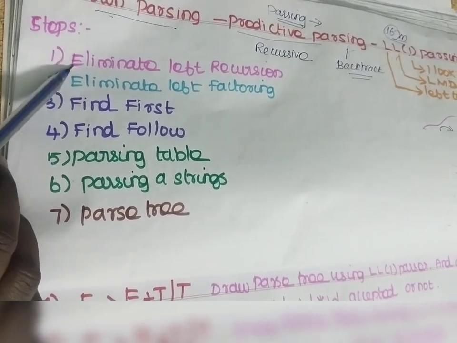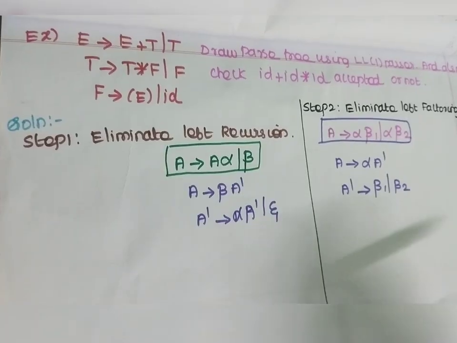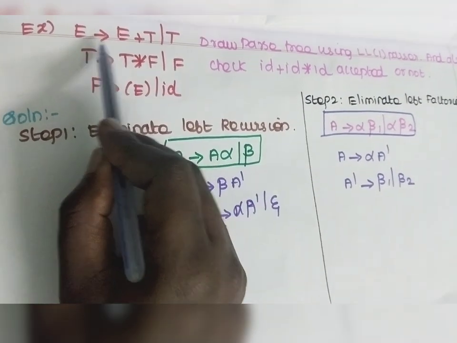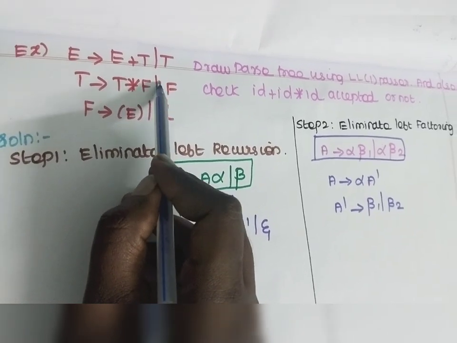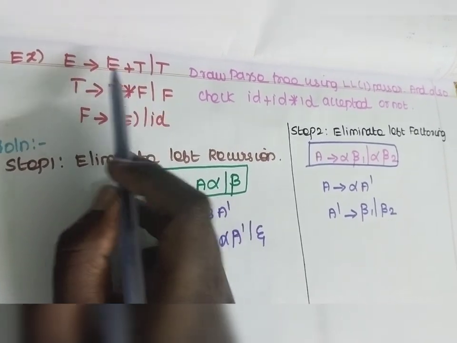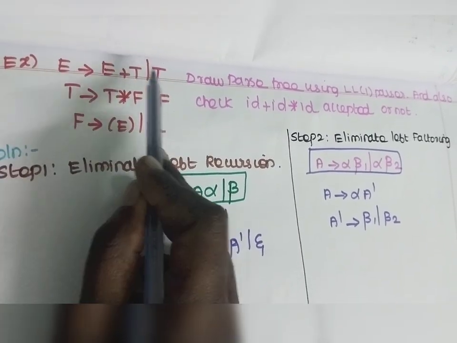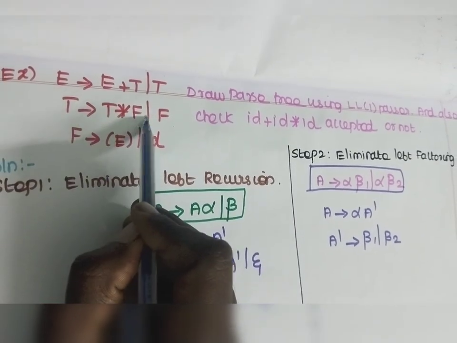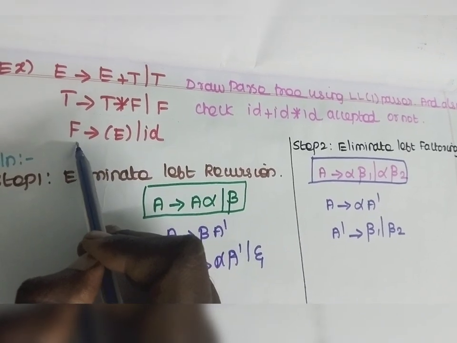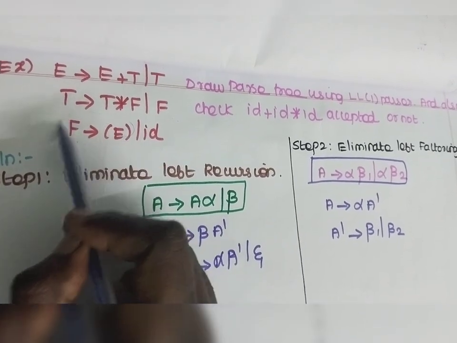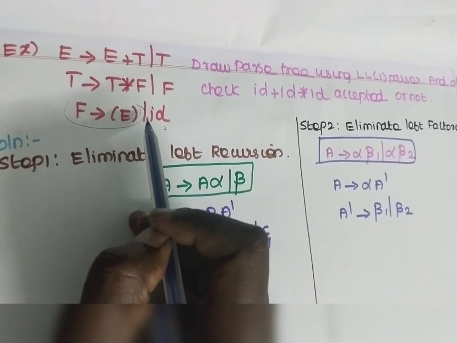So the first step is to eliminate left recursion, so we will discuss what left recursion is. For example, they have given one question: E tends to E plus T slash T, and T tends to T star F slash F. This slash is not a division, it is a separator. You have to read it as E tends to E plus T as one production and E tends to T as another production. T tends to T star F is one production, and T tends to F is also one production. F tends to open bracket E close bracket is one production, and F tends to ID is also one production. So this is not a divider, it is a splitter.